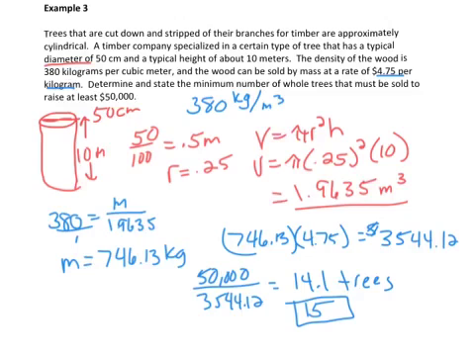And then at the end, just make sure you answer the question correctly. If I'm raising at least $50,000, then 14 trees are not going to cut it. I'm going to need 15 trees. And we will work some more of these problems in class.